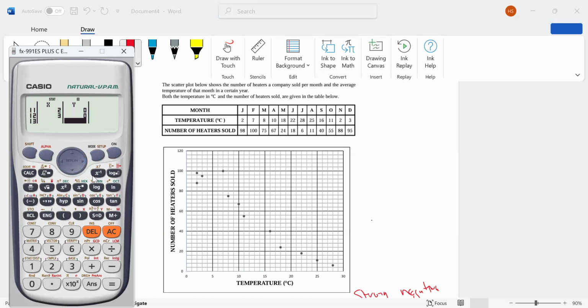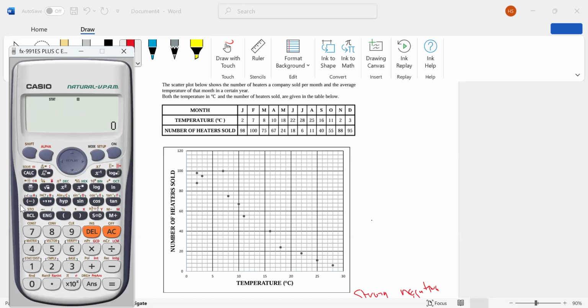Then on the other side, the y values: 98, 75, 67, 24, 18, 18, 6, 11, 11, 40, 55, 88, 95.